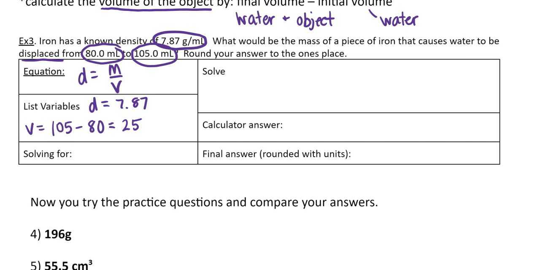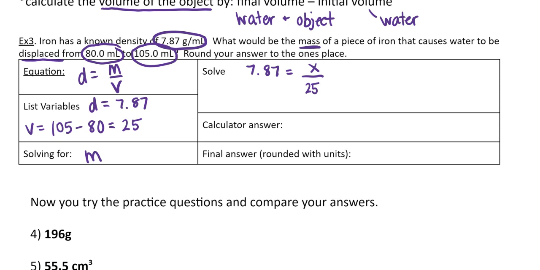The thing that I don't have, the thing that they ask me for, is a mass. So that's the part that I'm solving for. Let's put all this into our formula. So I know the density over here. I don't know the mass, so that becomes x. And we already subtracted our volume, and we know that that's 25.